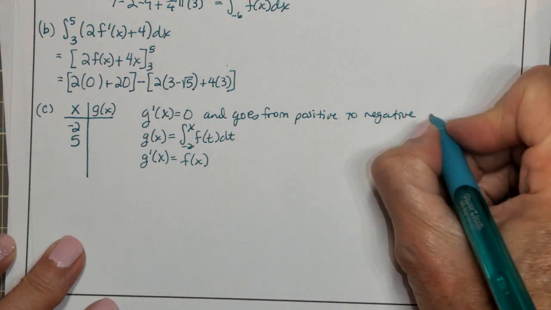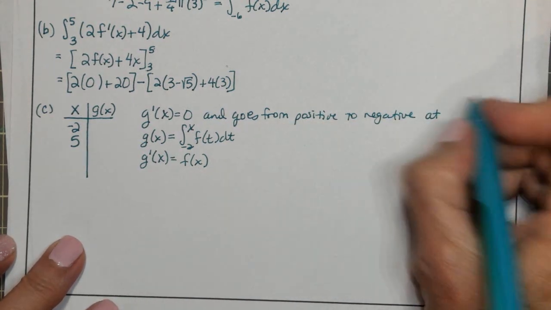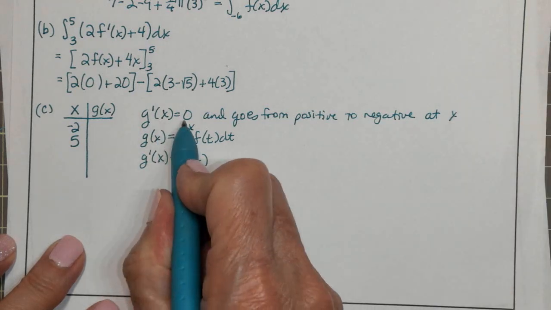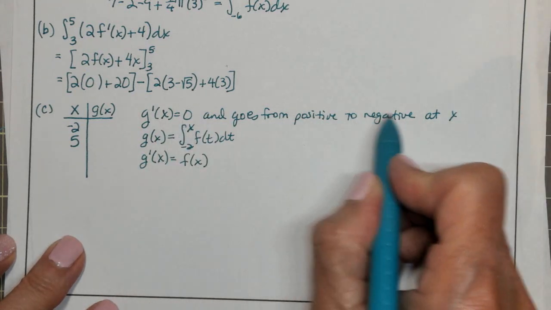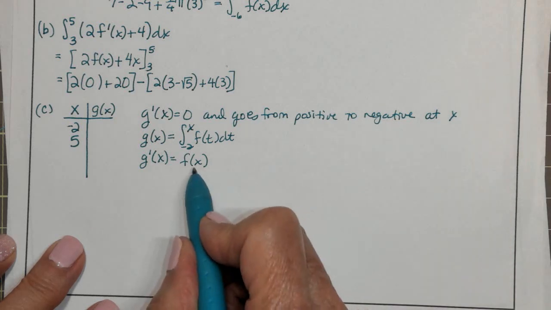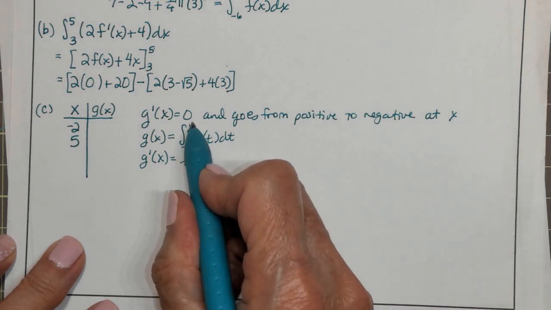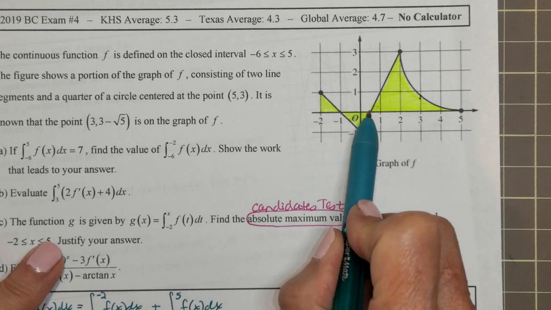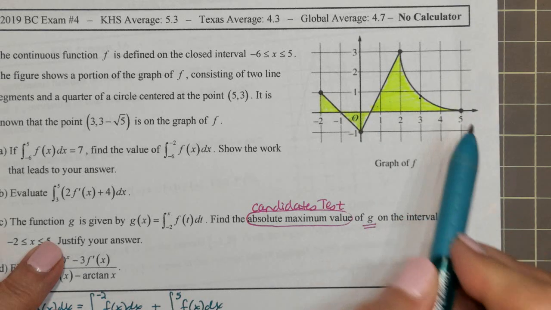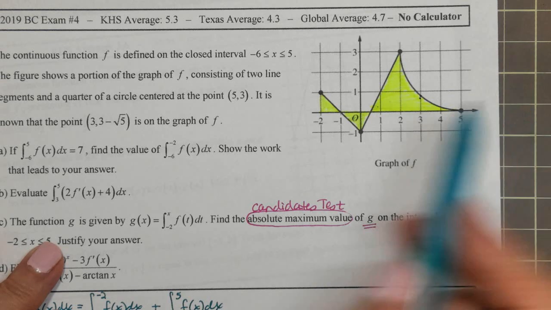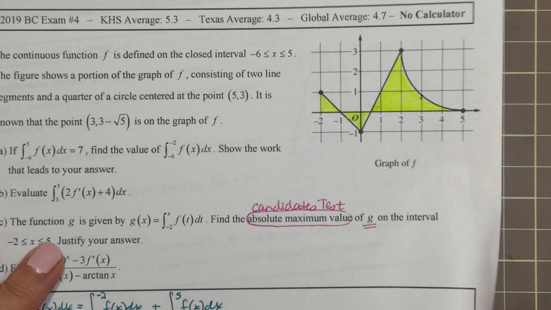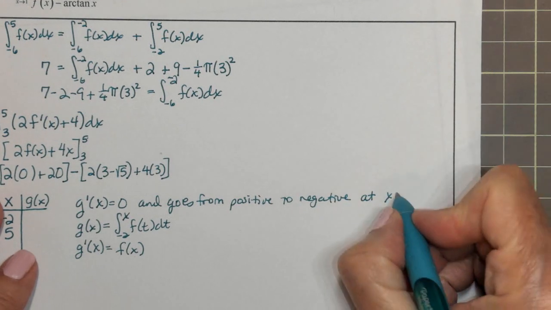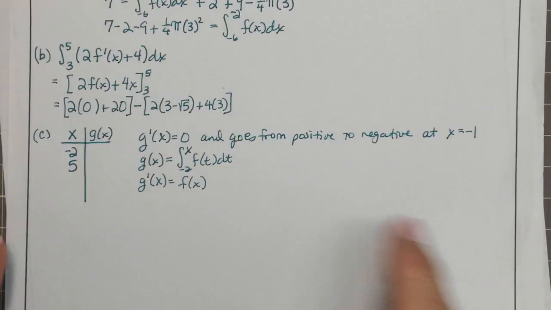So up here I can say g prime of x is 0 and goes from positive to negative when f is 0 and goes from positive to negative. So f is 0 here, here, and here, and here. But where does it go from positive to negative? Only at negative 1. At x equals negative 1. So I need to put negative 1 over here on my candidates test.